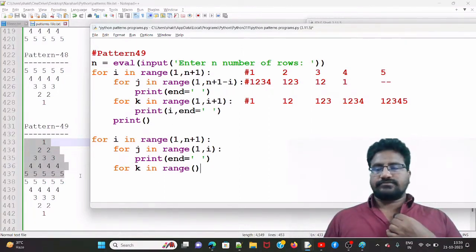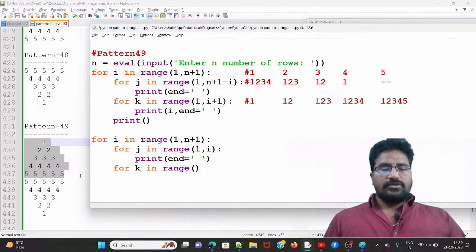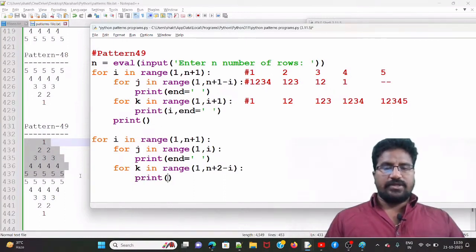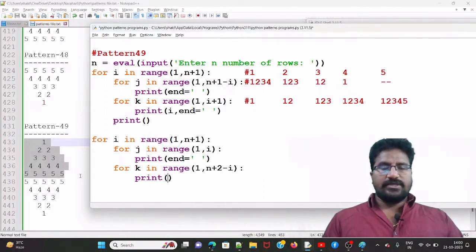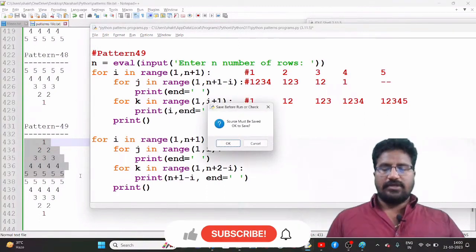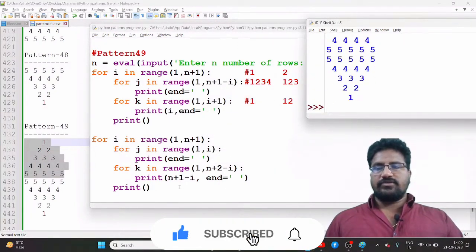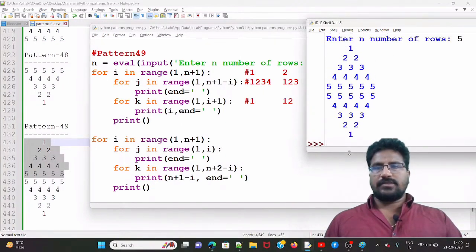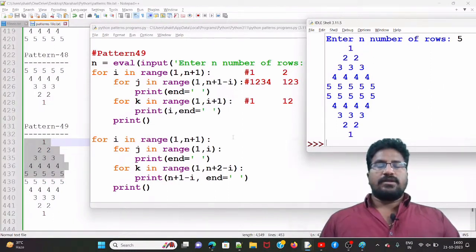In that case, here, I take the starting 1 and first 5 times, 4 times, right? n plus 2 minus i. Then print of what displaying every time? So first 5, for means n plus 1 minus i displaying. Let us try now. So we take the empty print. Let's give the 5. Yes, the same, guys. Right. So that's fine. Now let's see how it's working here.